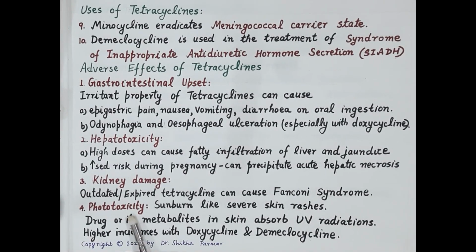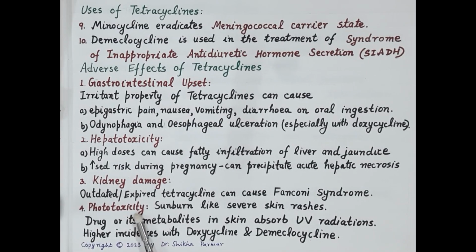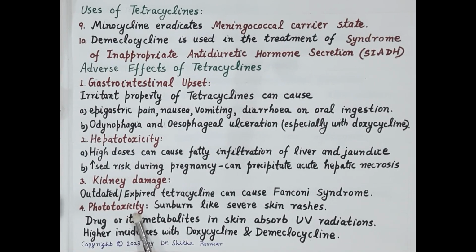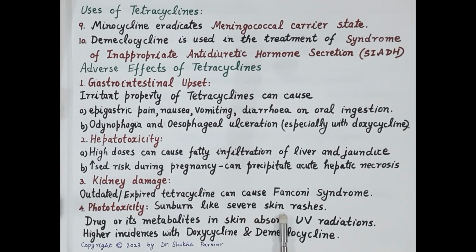Now, tetracyclines can also cause phototoxicity. Now, what is phototoxicity? Now, in phototoxicity, sunburn like severe skin rashes or severe skin reactions occur when the body comes in contact with the sun rays.